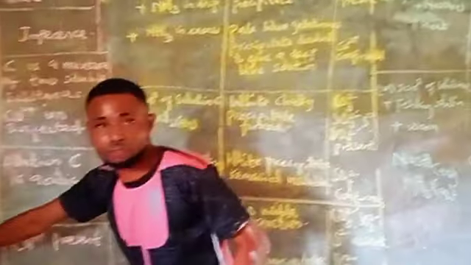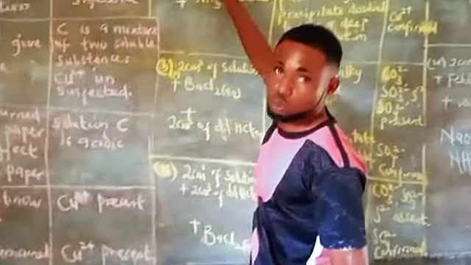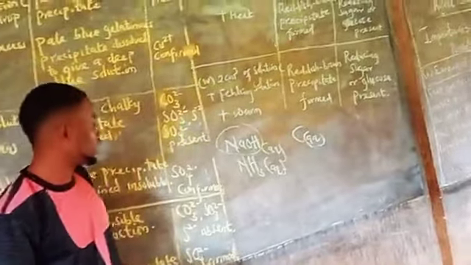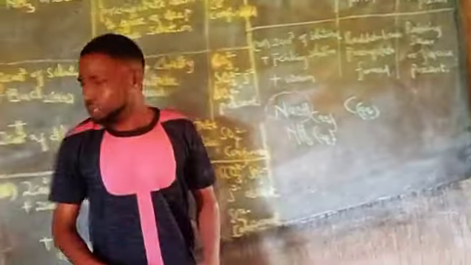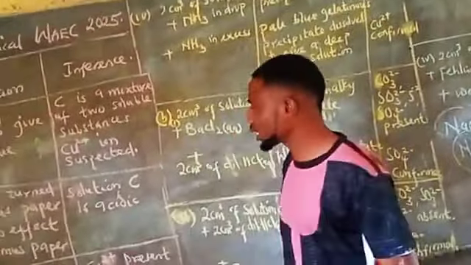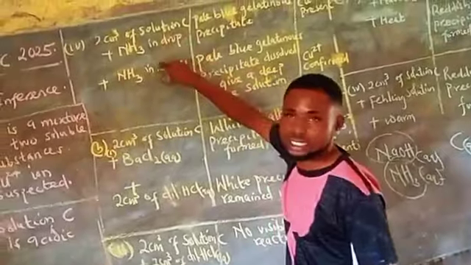The first one here is the first portion. Here is the second portion. Now to the first portion, I add the first reagent, which is sodium hydroxide solution. Then to the second portion, I want to add aqueous ammonia. Now to the second portion, add aqueous ammonia in drops, then in excess.